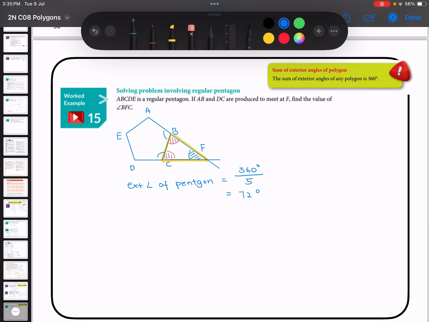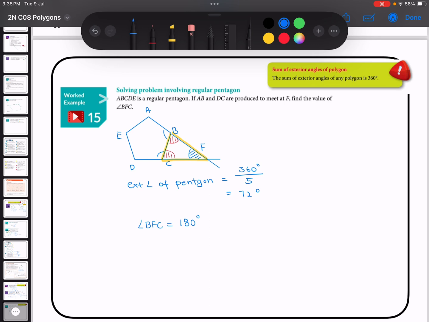Okay, so angle BFC is 180 minus 72 minus 72 degrees. I don't even need to tell you it's isosceles, because they are all exterior angles. They must be the same. 36 degrees.